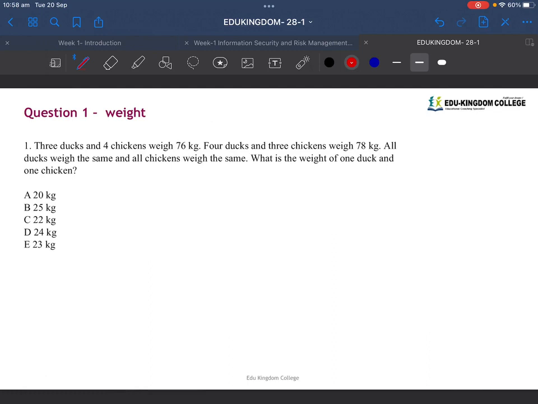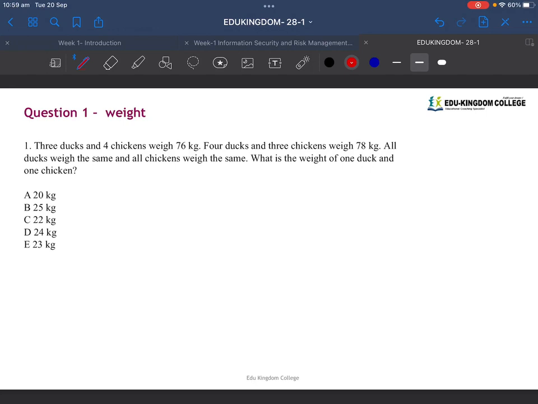Question 1. 3 ducks and 4 chickens weigh 76 kilograms. 4 ducks and 3 chickens weigh 78 kilograms. All ducks weigh the same and all chickens weigh the same. That doesn't mean that ducks and chickens weigh the same, okay guys? That means that ducks separately, each of them weigh the same, and chickens separately, each of them weigh the same, okay? What is the weight of one duck and one chicken?